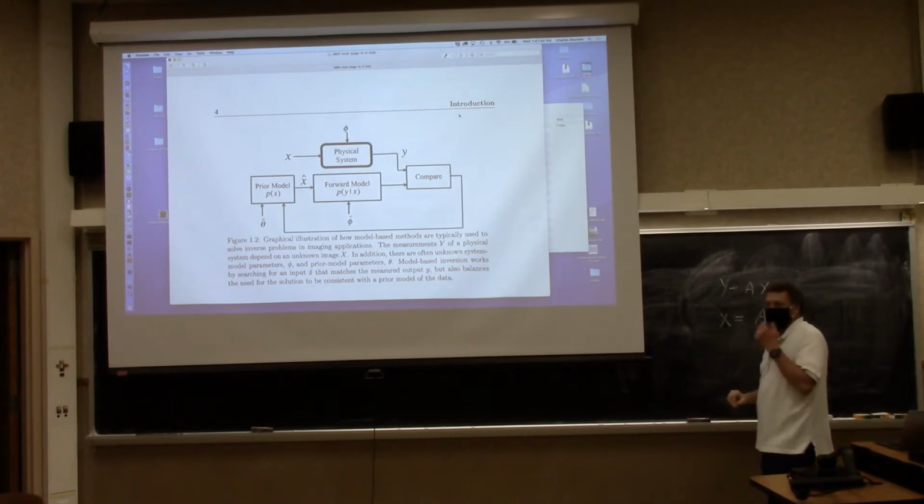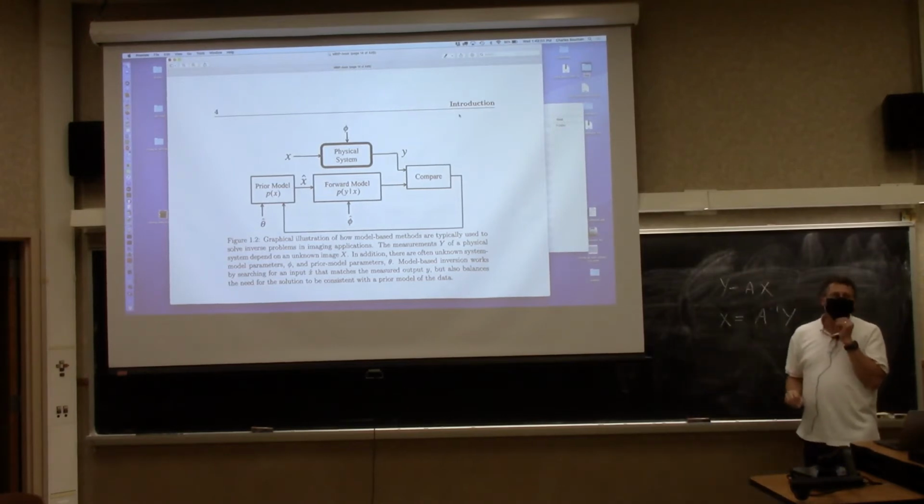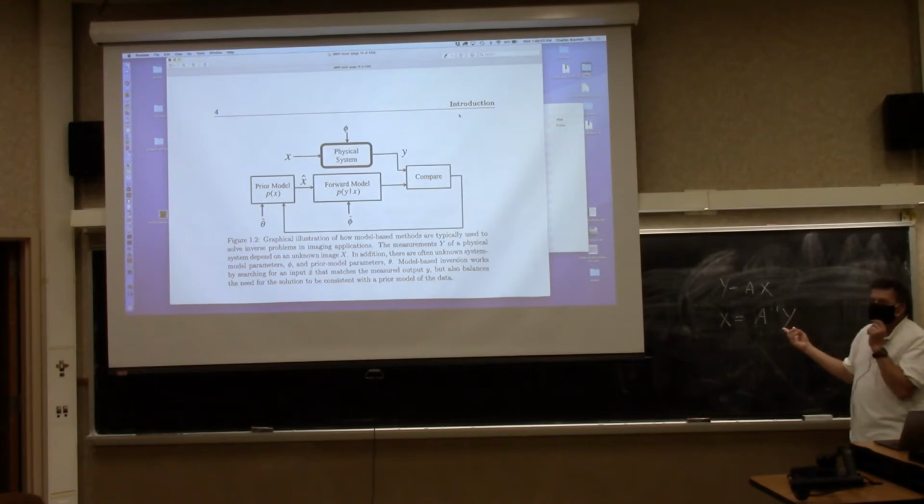So you just say, okay, x equals A inverse y. The problem is that there are lots of problems. One is that you may not be able to compute A inverse. In fact, usually you can't. The solution may not exist. There may not be a solution. It may not be unique. And if it does exist and is unique, it may be unstable.